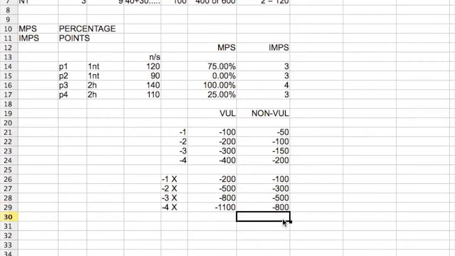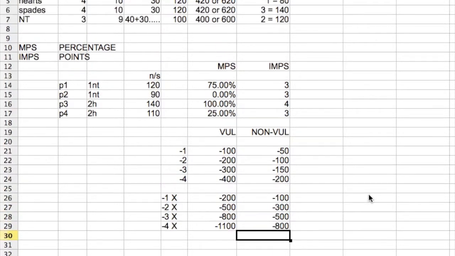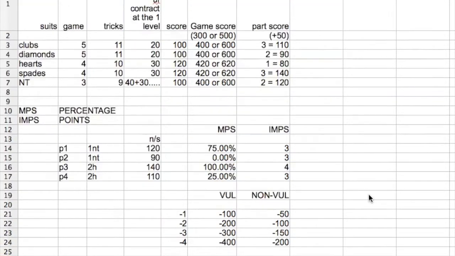Alright. So here is the difference. If you know that the opposition are going to be bidding game, and they bid 4 hearts, and you know that they're probably going to make it, let's say they're vulnerable, 620, right? That's what they're going to make, correct?